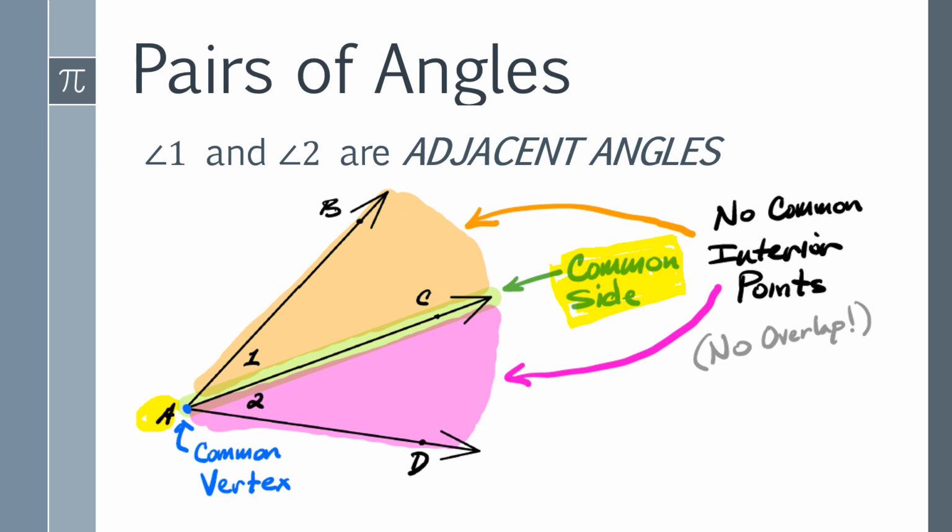And you can see here we have no common interior points, right? So no points here are in here, and vice versa, right? Which means just switch it around.